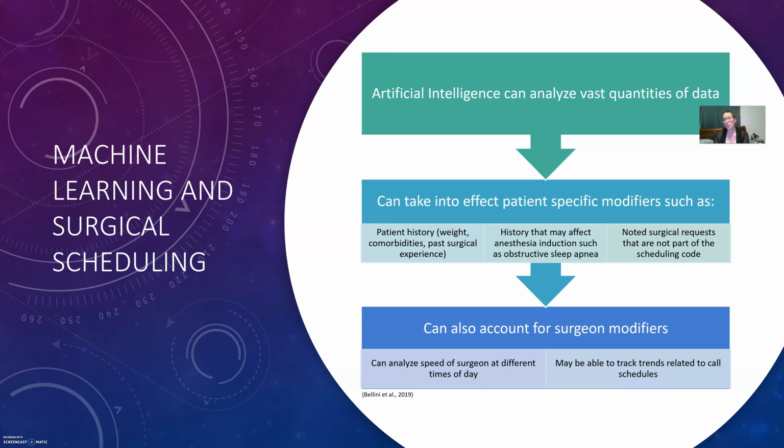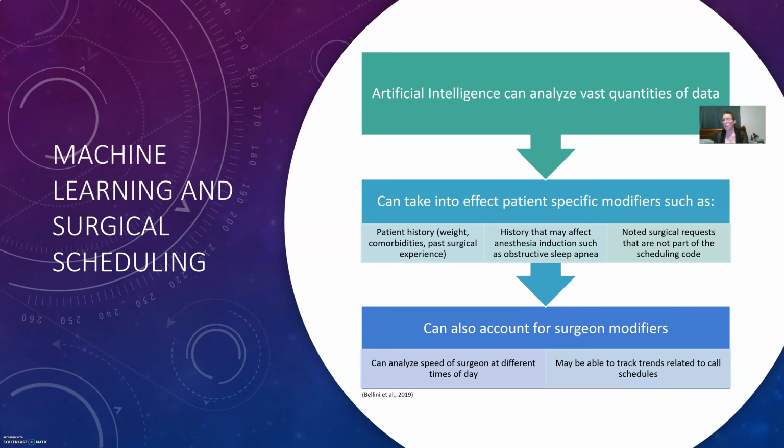If we use machine learning for surgical scheduling, the artificial intelligence can analyze vast quantities of data, more so than what the surgeon or the scheduler can look at. They can take into effect patient-specific modifiers, such as the patient's weight, which may have a bearing on positioning time or anesthesia times, their comorbidities, if they have certain heart conditions that we may have to be more careful with anesthesia and may take longer to put them under, or that can affect the kind of anesthesia.